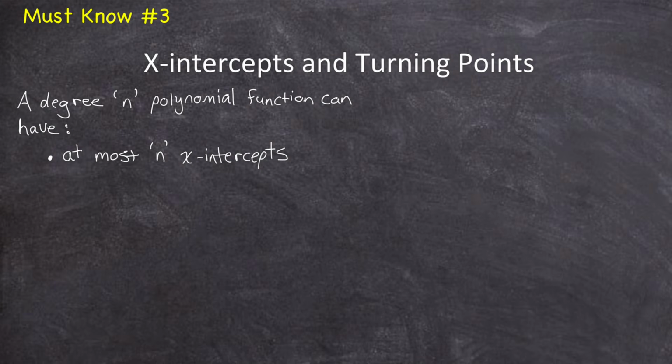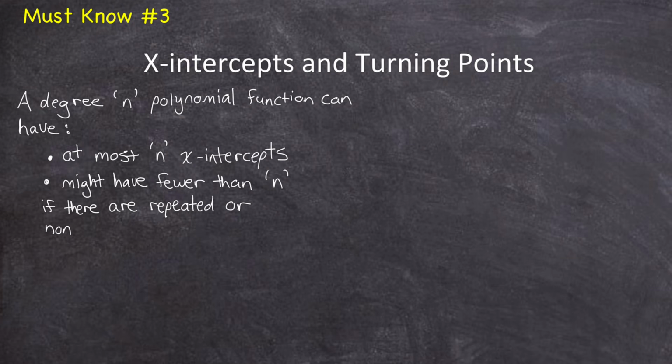So why doesn't it have exactly n x-intercepts? Well, there might be fewer than n x-intercepts if there are repeated or non-real roots. Right? Only the real roots or real zeros of a polynomial correspond to an x-intercept. And let me give you a quick demonstration of the possibilities for the number of x-intercepts a degree 3 polynomial function could have.